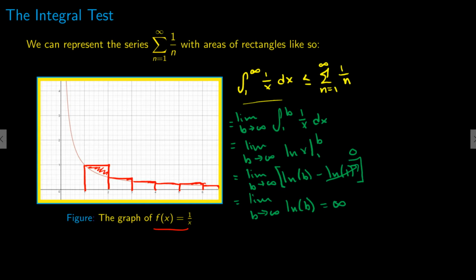So we get that this integral goes to infinity, and our sum is going to be bigger than infinity, which means that it has to go to infinity as well. And this means the series diverges.